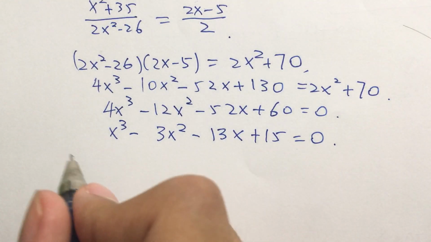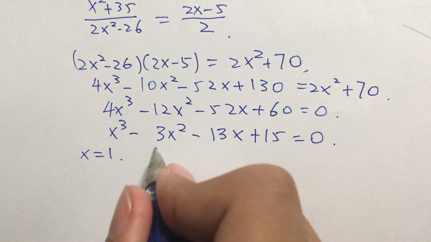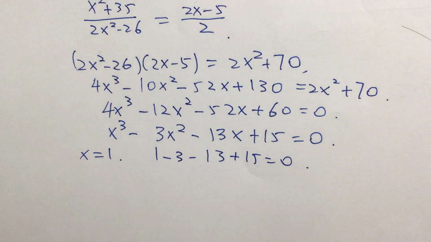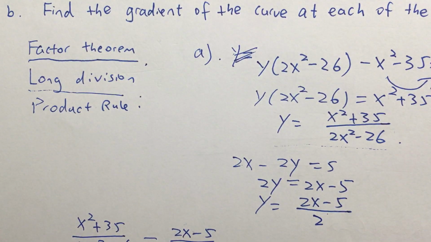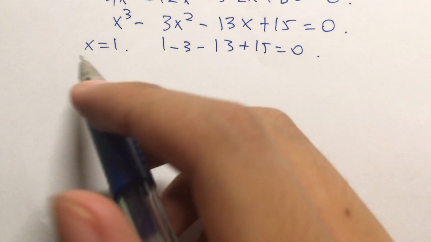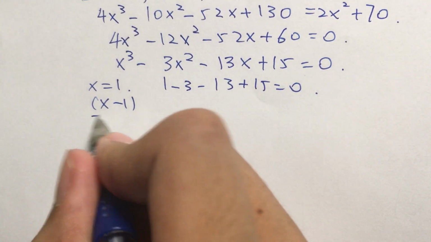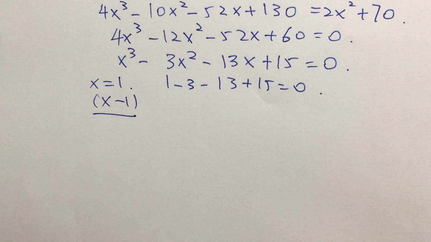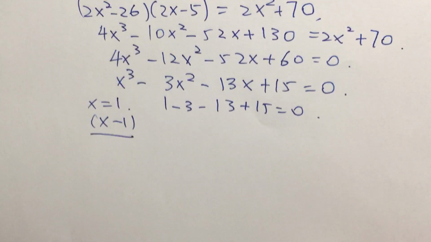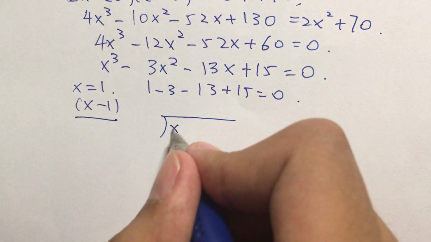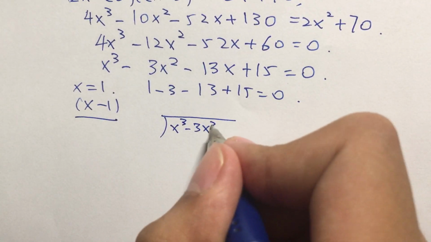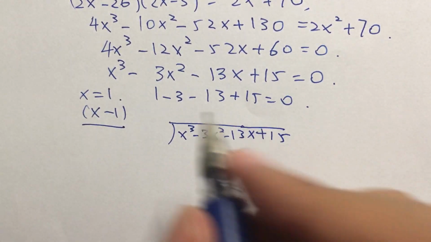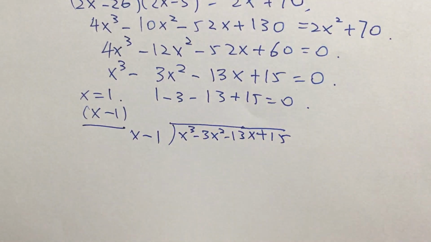Now let's substitute x equals 1, and we will get 1 minus 3 minus 13 plus 15 is equal to 0. And according to our factor theorem, this means that x minus 1 is a factor. So how do we find the others? We can use our long division now. Let's use x cubed minus 3x squared minus 13x plus 15 divided by x minus 1.